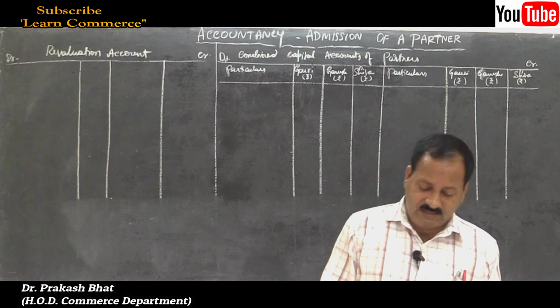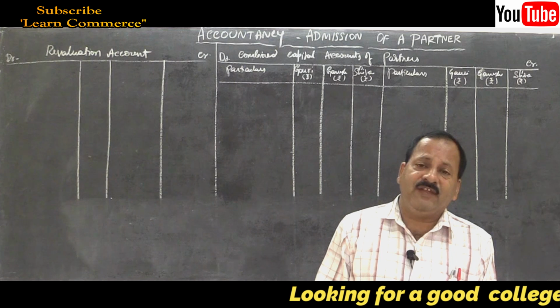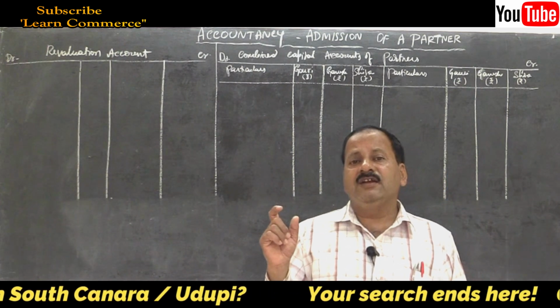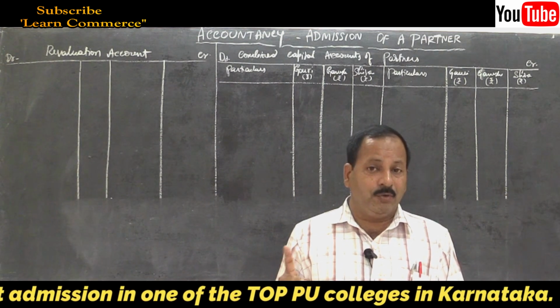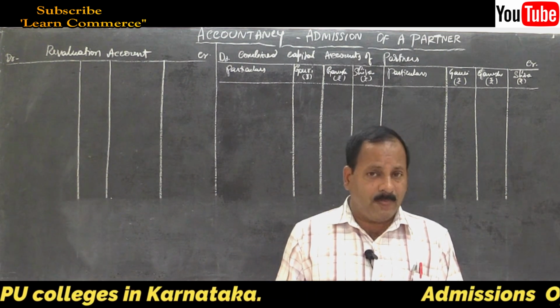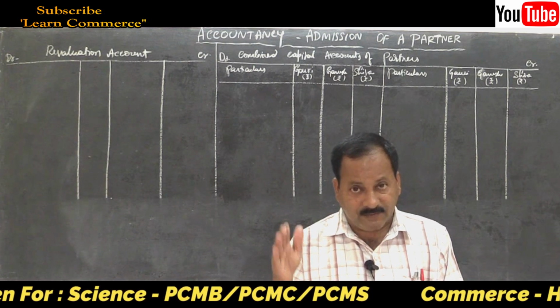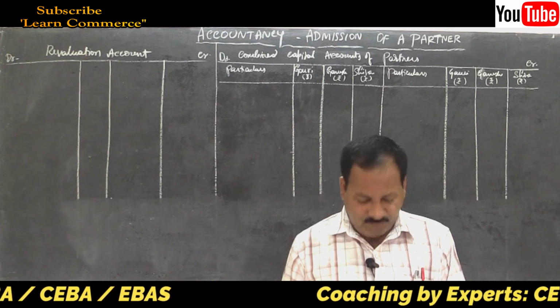Then stock is to be increased by 8%. Increased by 8%, that is we have to calculate 8% of the total value of stock, that should be entered on the credit side of revaluation account because there is increase in the value of stock. Don't write appreciation, it is increase, that's all.